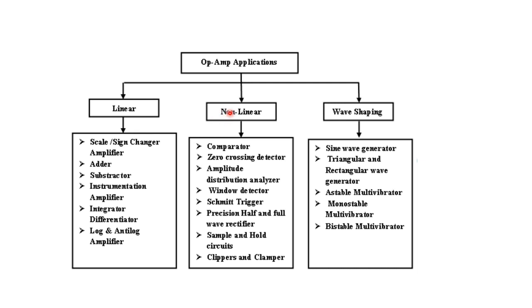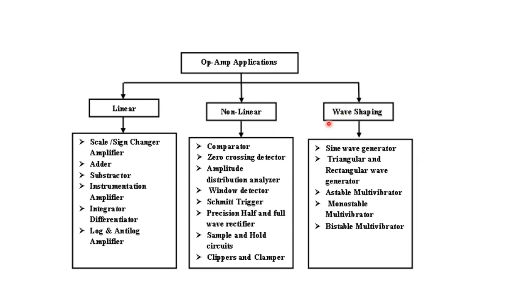Whereas non-linear means the output does not depend linearly on the input; in some conditions of the input, the output changes. So this is what a comparator circuit does: based on the input, the comparator generates the output. Zero crossing detector, amplitude analyzer, window detector, Schmitt trigger, clipper, clamper circuit, and sample and hold circuits are some examples of nonlinear operational amplifier applications.